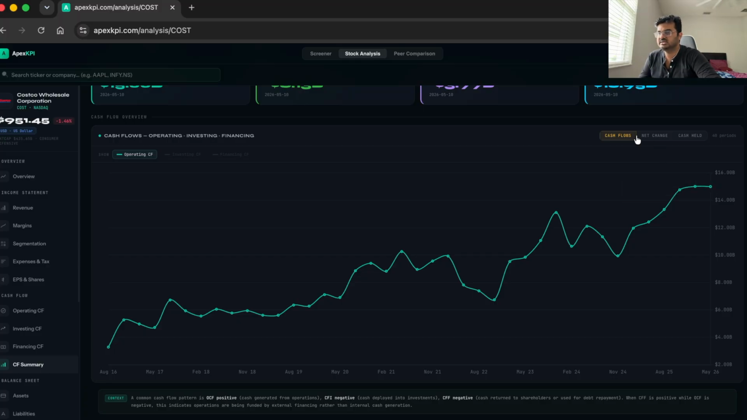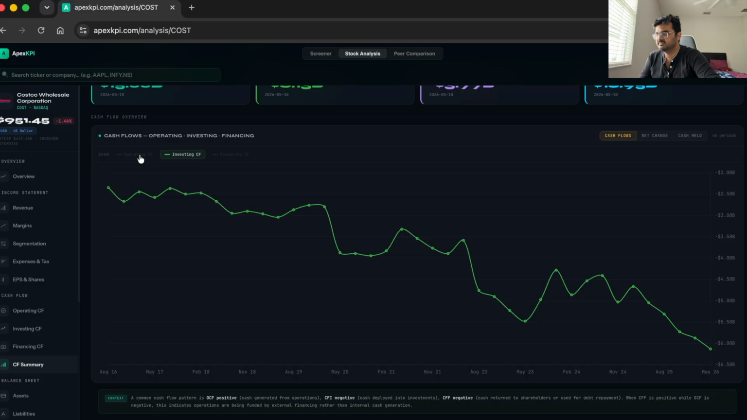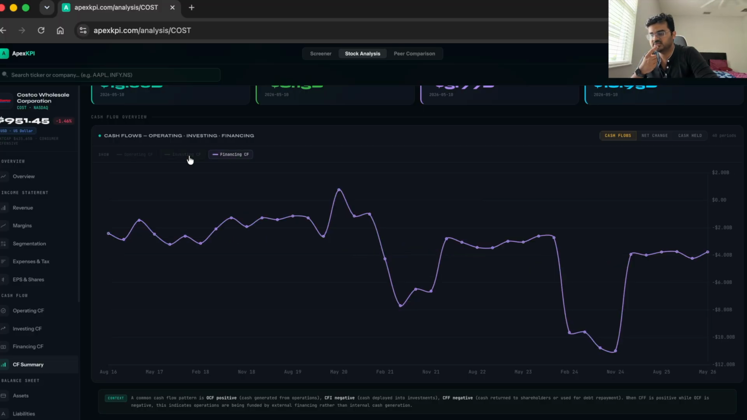It is growing consistently. And the second thing is investing. For any business to grow, they need to invest in their business, like open new stores or purchase new stores or do PPE. In this case as well, Costco is investing consistently. In August 2016, their investing cash flow was negative $2.3 billion, whereas in the most recent quarter, it is around $6.3 billion. And finally, cash flow from financing. I don't have any preference whether it should go up or go down, but it's at a consistent level.